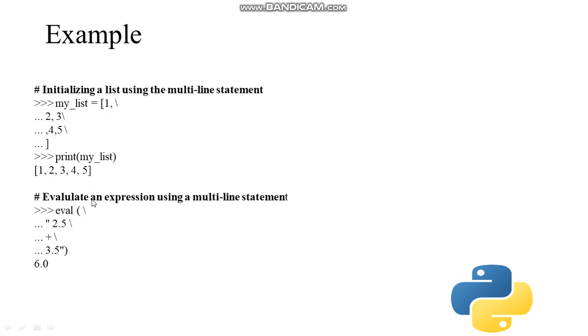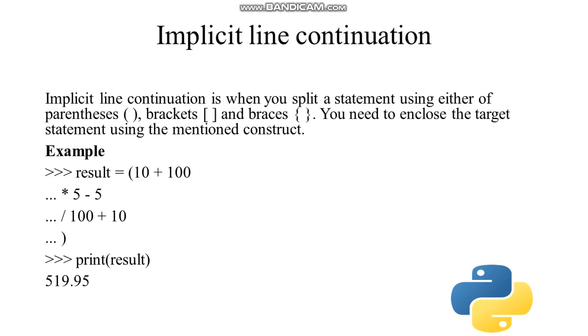I can also evaluate an expression using a multi-line statement. For example, I'm taking the function eval and I'm writing a multi-line statement, 2.5 backslash plus 3.5. So here the backslashes are line continuation characters, but it will consider it as 2.5 plus 3.5 and it will give me output as 6.0.